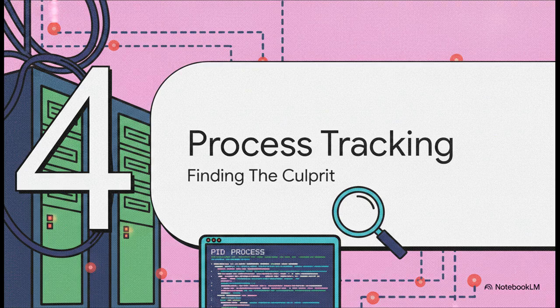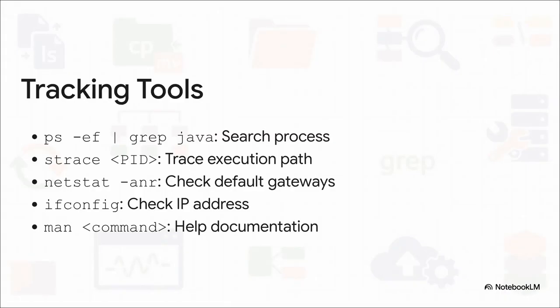When things inevitably go wrong, you have to know how to track down rogue network connections or those runaway processes. When a specific service starts throwing alerts at you, use these commands as your magnifying glass. You can search for a specific Java process using ps -ef piped to grep java to find its exact process ID.